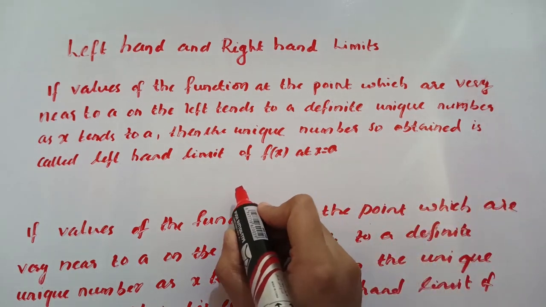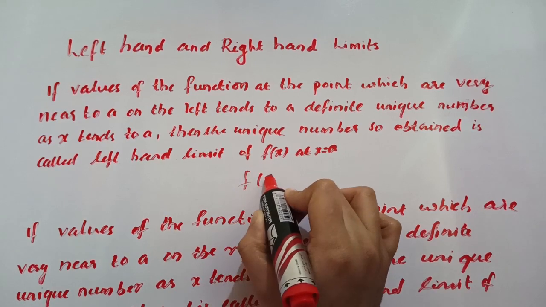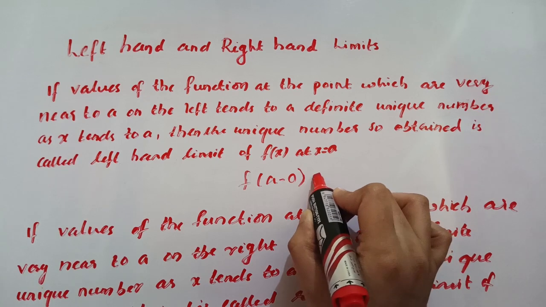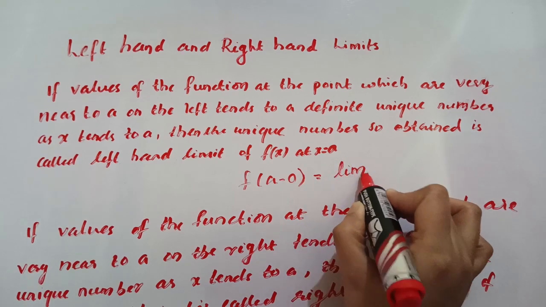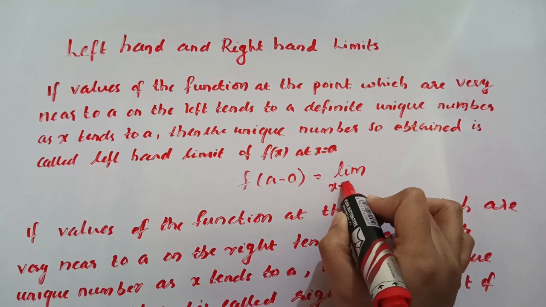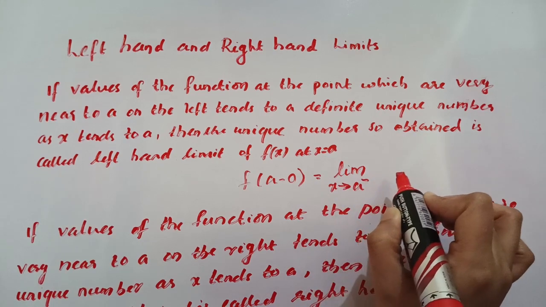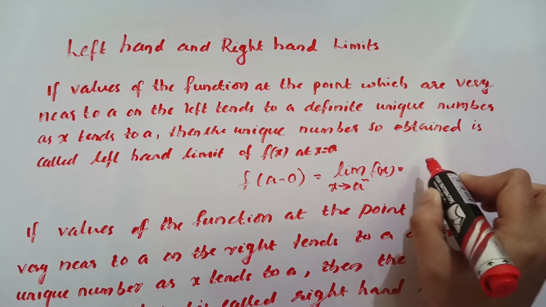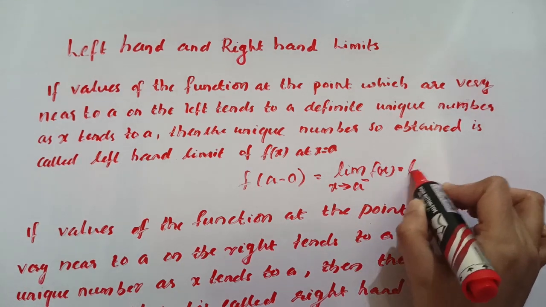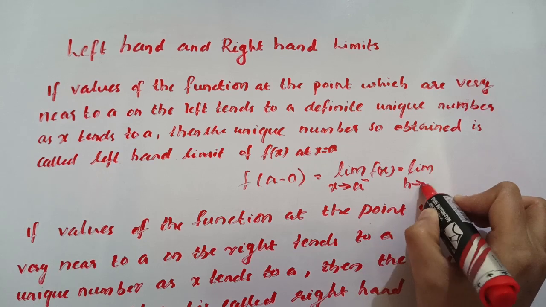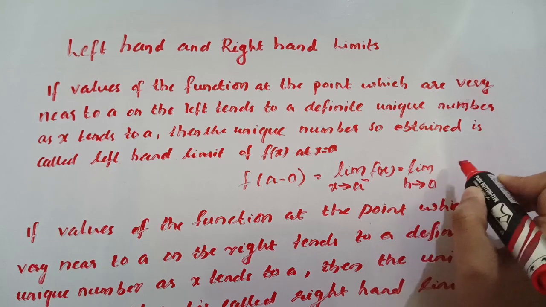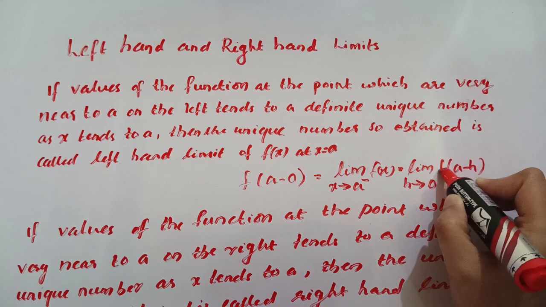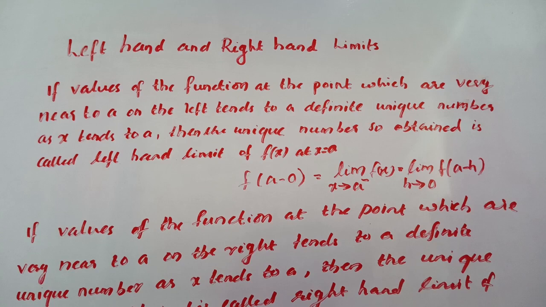That is, we write it as f of a minus 0, which is equal to limit x tends to a minus f of x, which is equal to limit h tends to 0 of f of a minus h. This is the left hand limit.